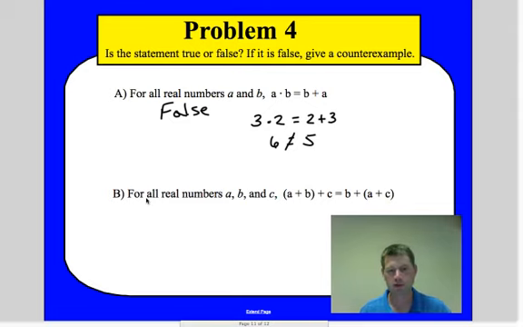Okay, for all real numbers a, b, and c, you have a plus b plus c is equal to b plus a plus c. So the question is, is that going to be true? Well, if you look there, that is a plus b plus c, b plus a plus c. What has changed? We've rearranged the order and the parentheses here, which would be the associative and commutative property of addition, which would work and would make that true.